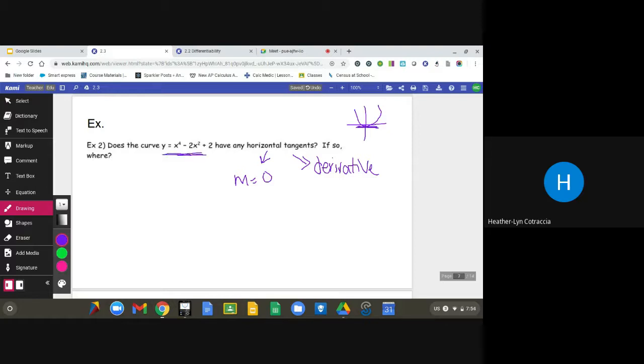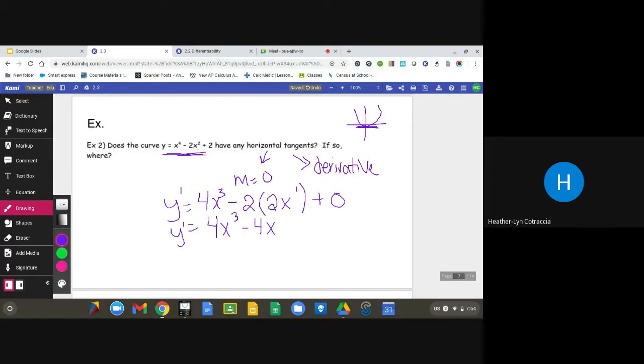So we're going to differentiate this right here. So we're going to find y prime, which is equal to 4x to the third. Again, bring that exponent down. So bring the 4 down and subtract 1, 4x to the third. Minus 2, bring it along for the ride. The derivative of x squared, bring the 2 down in front. x to the first, and then plus 0, because 2 is a constant, and the derivative of a constant is 0. So this will give me 4x to the third minus 4x. Okay, that is my derivative.